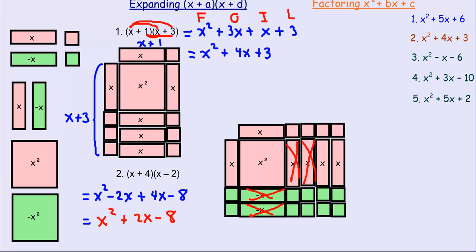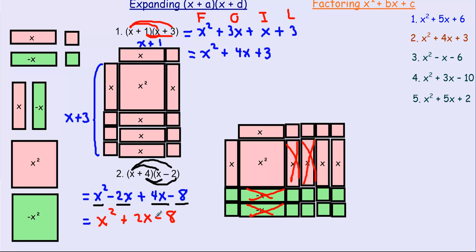And I could algebraically do this. So here's my FOIL again. X times x is this x squared. X times negative 2 is the negative 2x. 4 times x is the 4x. And 4 times the negative 2 gives me negative 8. And again, I collect my like terms.